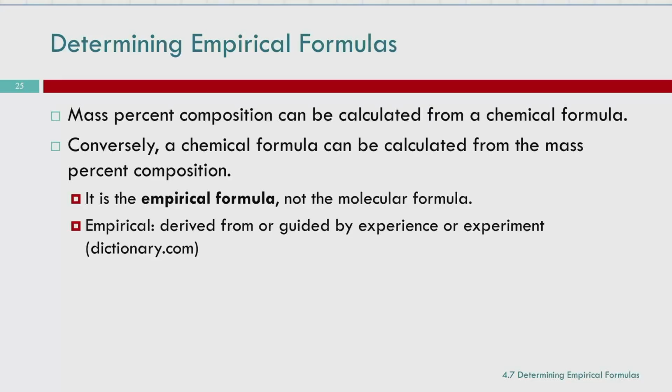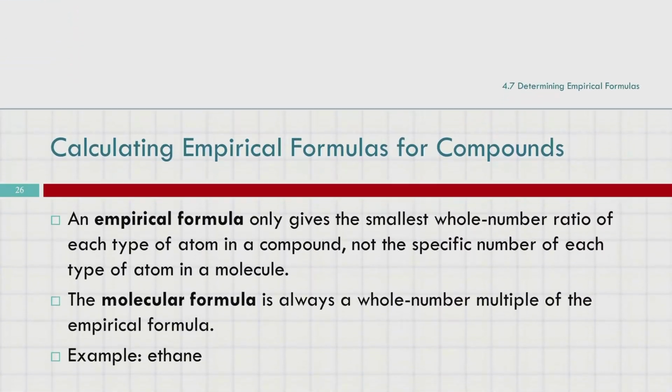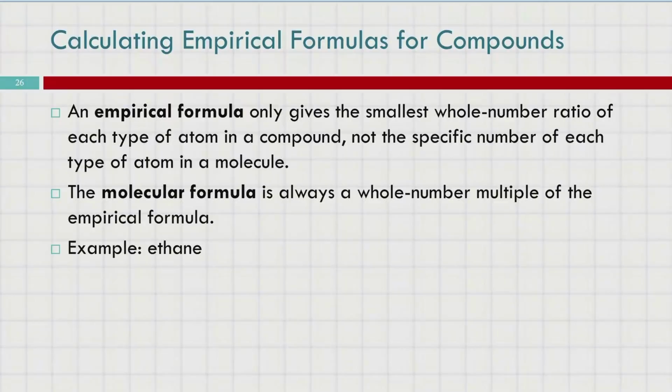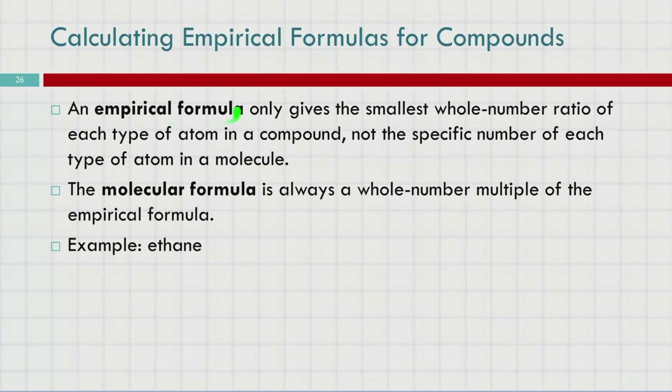We can also calculate a chemical formula from mass percent composition. This would be the empirical formula or the experimental formula, or another way of thinking of it is the simplified formula, so smallest subscripts. We've already got a little bit of practice with this thanks to our lab yesterday. So as a reminder, our empirical formula gives the smallest whole number ratio. It's got the simplest subscripts.